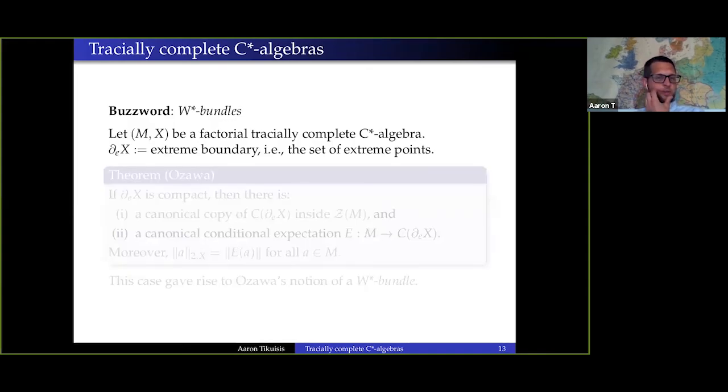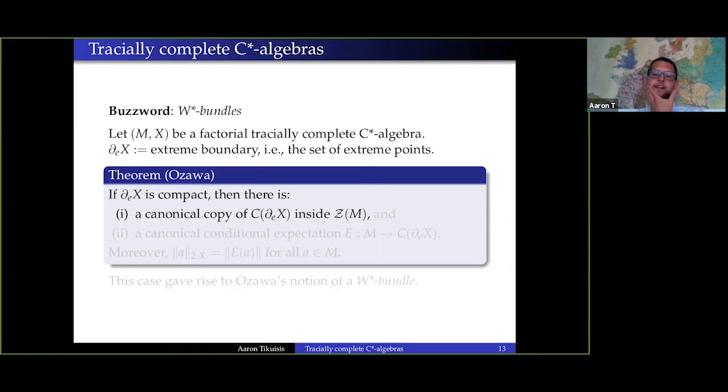Okay, so there's this buzzword W-star bundles. I'm still not going to define them, but you might have heard of them. This idea was introduced by Ozawa, and rather than define them, I'm going to tell you some facts about the Bauer case. So we have M being a factorial tracially complete C-star algebra, and we're going to assume that the extreme boundary, which I wrote with boundary with sub e here, is compact and closed. So in Matt's talk, we called these Bauer simplices. In that case, we get a lot of extra structure. First of all, we get a canonical copy of the continuous functions on this extreme boundary sitting inside the center of M.